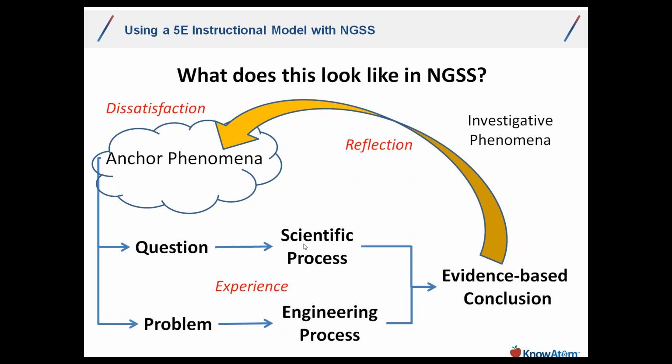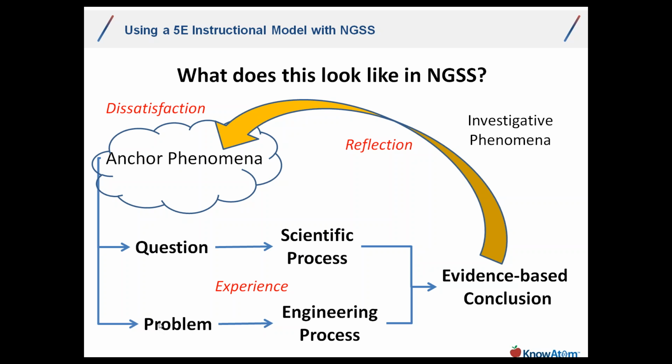Well, we could use a scientific process to investigate different earth materials and how water passes through them to come to an evidence-based conclusion about the impact of the materials that are found in the streets of New York City. Okay, so that's that point of reflection back on our anchor phenomenon to help try and assuage the dissatisfaction, okay, to inform ourselves about that anchor phenomenon. So that's science.